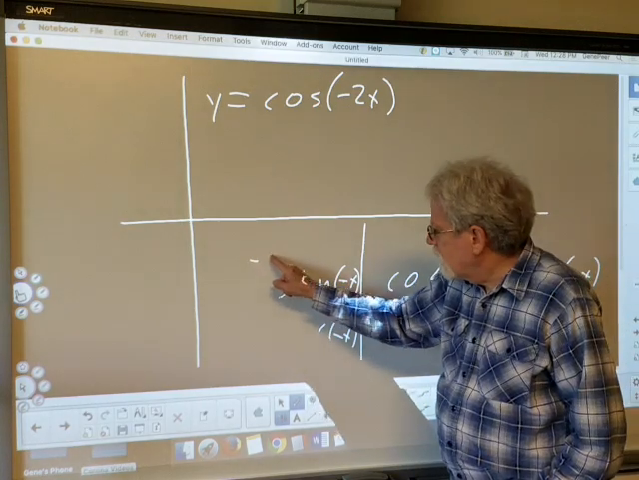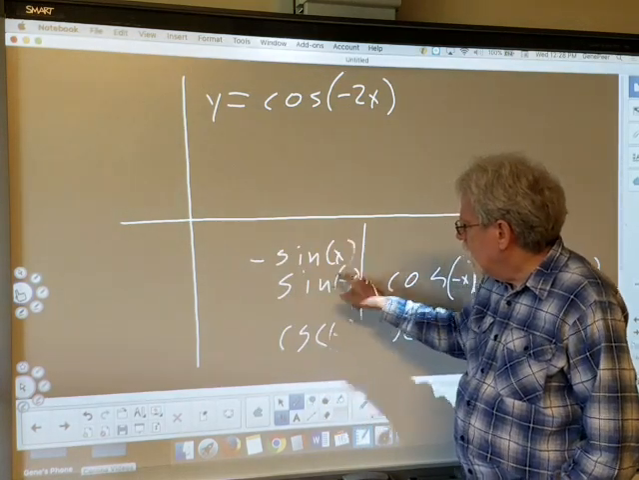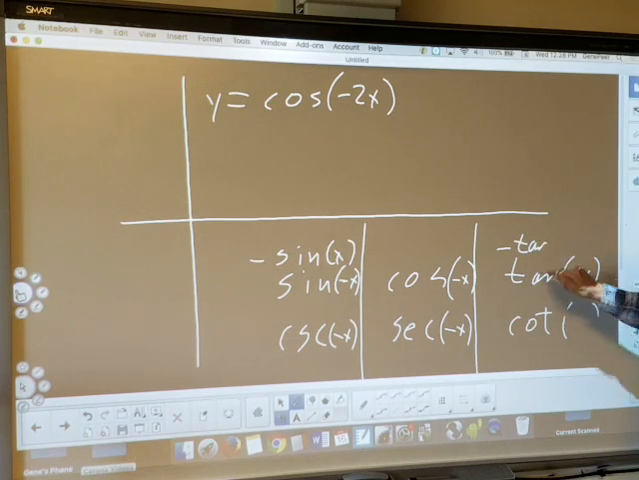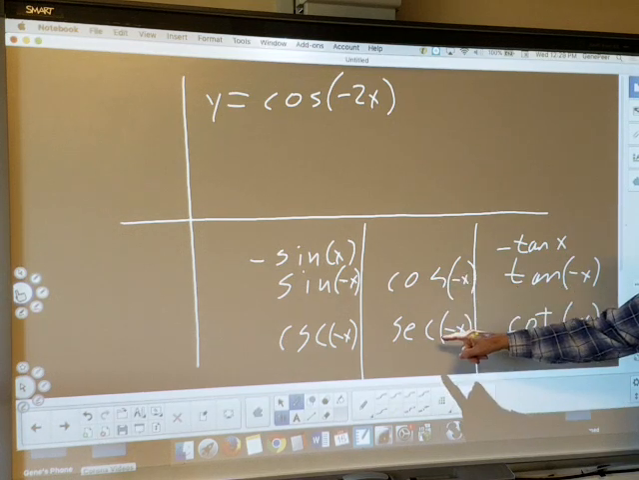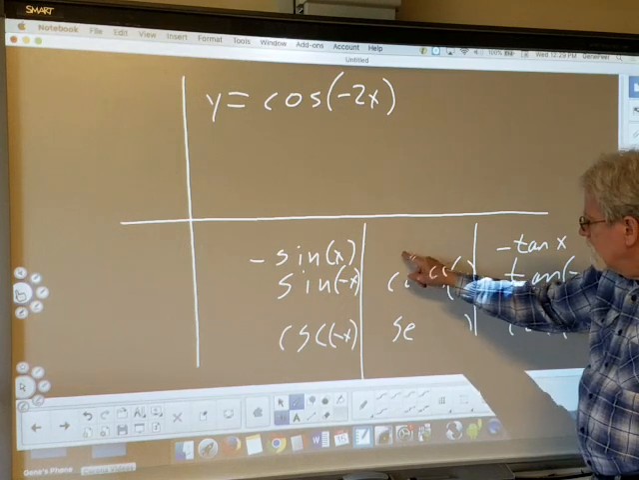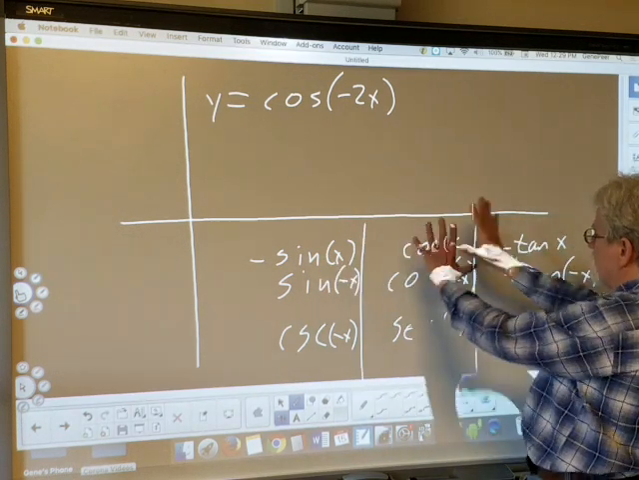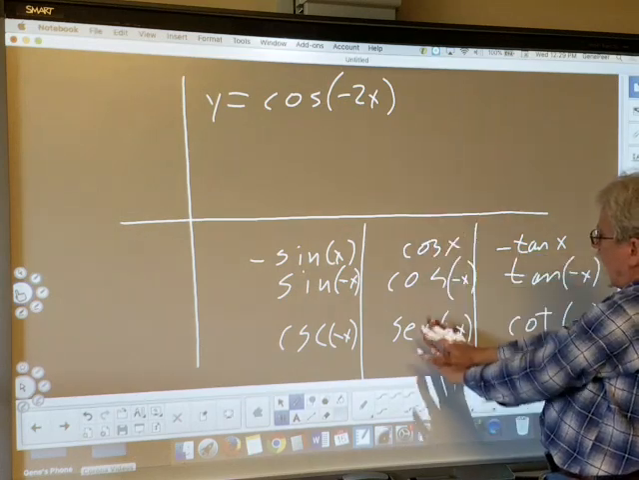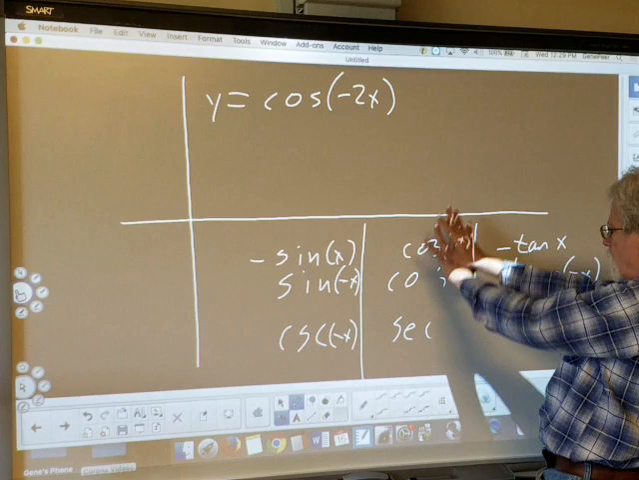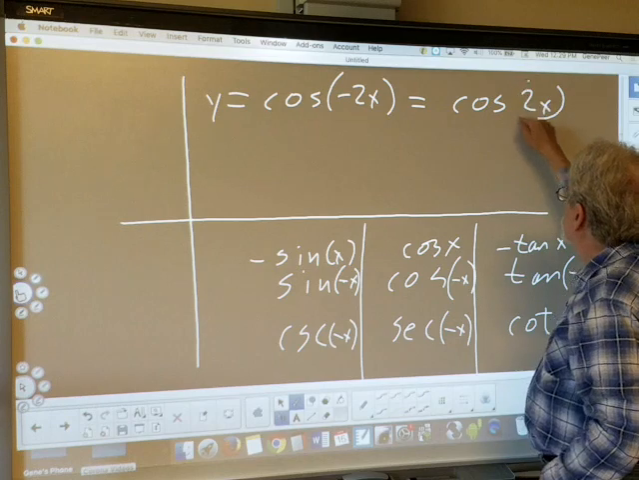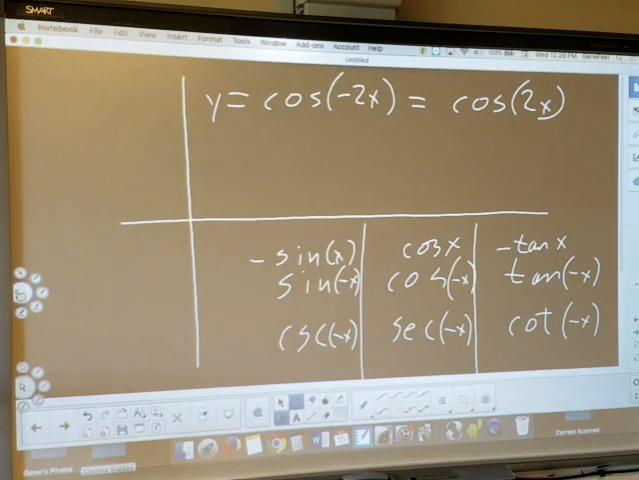This becomes the same thing as negative sine of x. This one becomes the same thing as negative tangent of x. But for cosine, and its reciprocal, you just drop the negative. It just becomes cosine of x. Done. So because this is cosine in the middle section, that reminds me, oh yes, in the middle section we just ignore the sine. So this becomes the same thing as cosine of 2x. We just drop the negative.